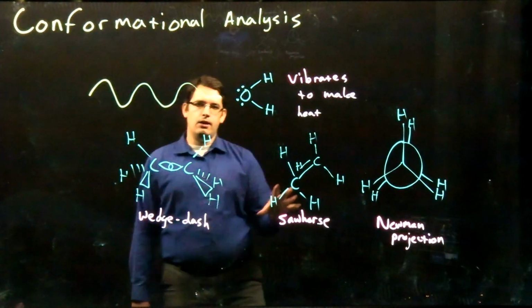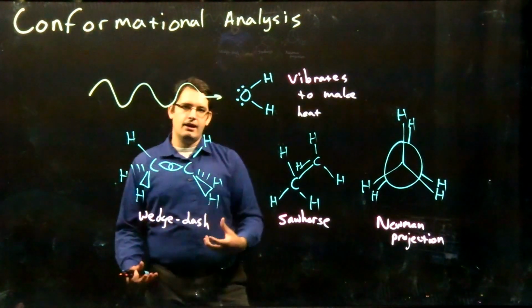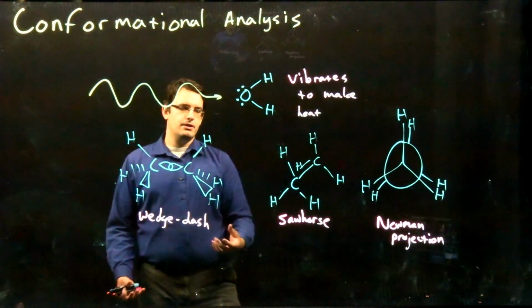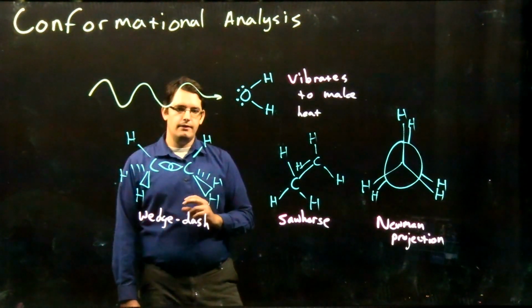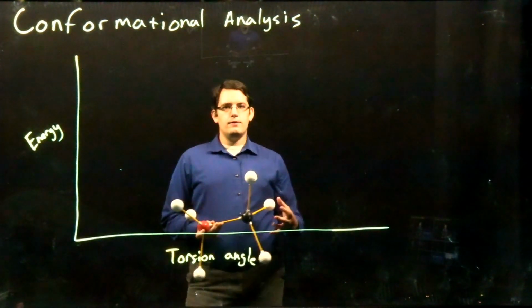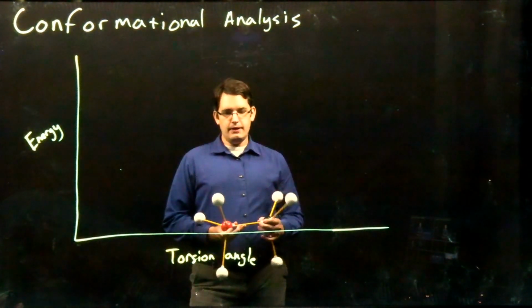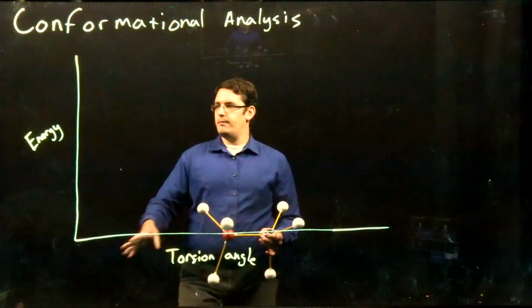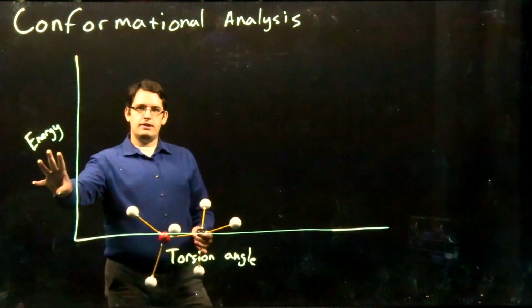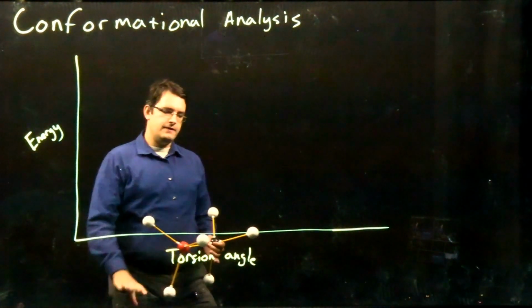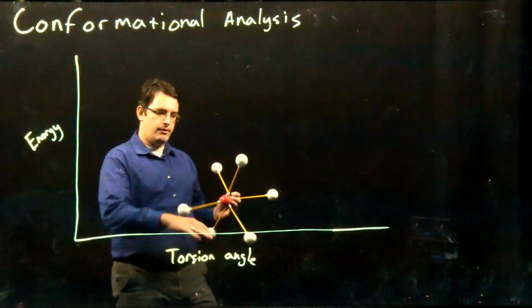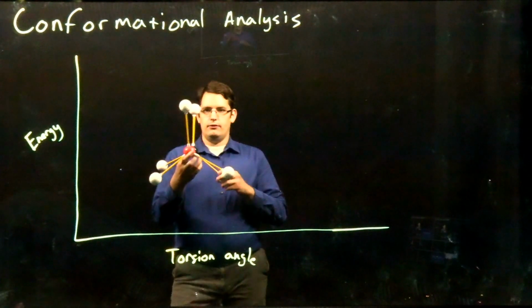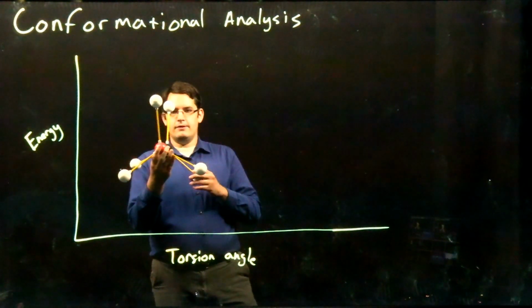So now we have three different ways of representing the conformational states of our alkanes. And now we can take a closer look at how these conformations might be different as we rotate our carbon-carbon bond. So we're going to take a closer look at our conformational states using this graph here. We're going to look at the energy of each of our states on the y-axis, and we'll look at the torsion angle as we rotate our bond on the x-axis.